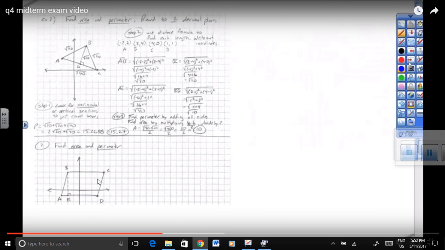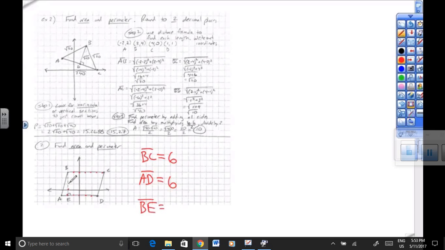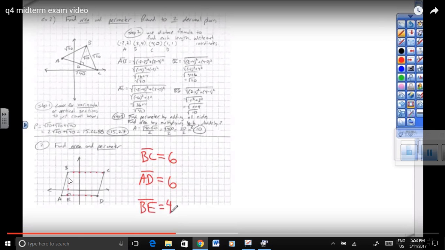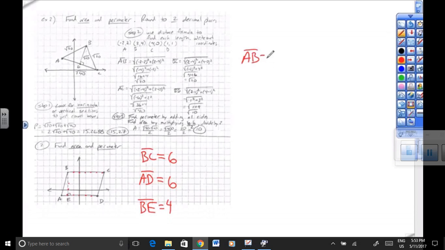This one, I need to find the area and perimeter. I have straight sections, so do not use the distance formula to find these horizontal or vertical sections. So BC, counting boxes, 1, 2, 3, is 6 boxes long. AD is also 6 boxes long. BE is 4 boxes long. And then my other lengths, AB and CD, I need to use the distance formula for those.